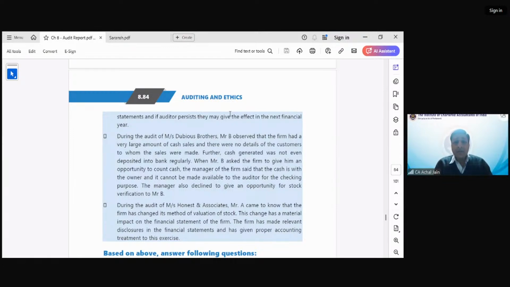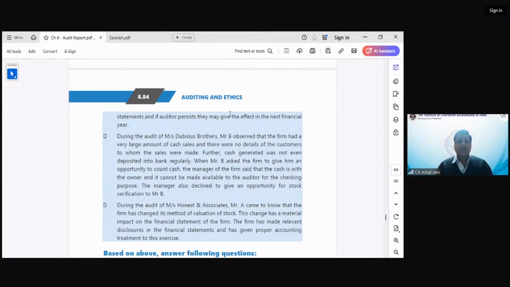B asked the firm to give him an opportunity to count cash. The manager of the firm said that cash is with the owner and it cannot be made available to the auditor for checking purposes. Okay. The manager also declined to give an opportunity for stock verification. So, can you tell me what is the meaning of stock verification here? I think we talked about it quickly. What is the meaning of stock verification here?